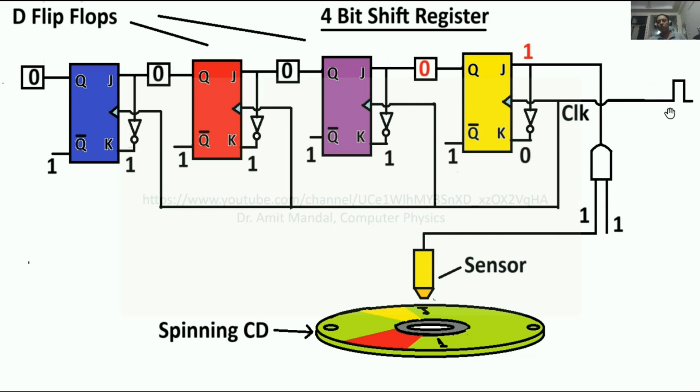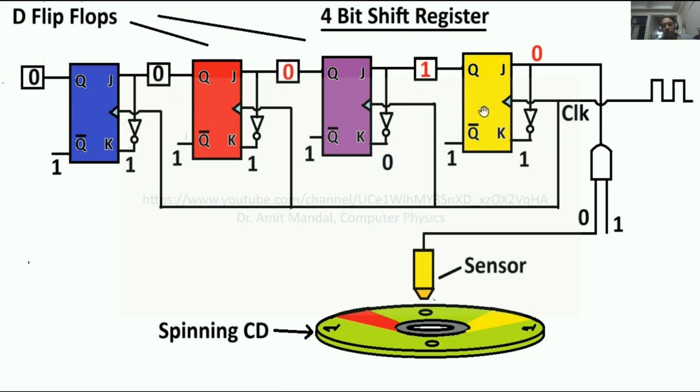Now what will happen? In case the second clock comes, then the 1 at the J of the yellow flip-flop will go to the Q of the yellow flip-flop. Now this 0 will go to the Q of the purple flip-flop. Again for the red flip-flop also, this 0 will go here and this 0 will go here. So this is the second clock. Now the third bit in the CD, initially it was 1, now it is 0. So this 0 is presented here. Now in case the third pulse comes, this 0 will go over here, 1 will go over here, 0 here, and 0 here. So this is the third pulse.